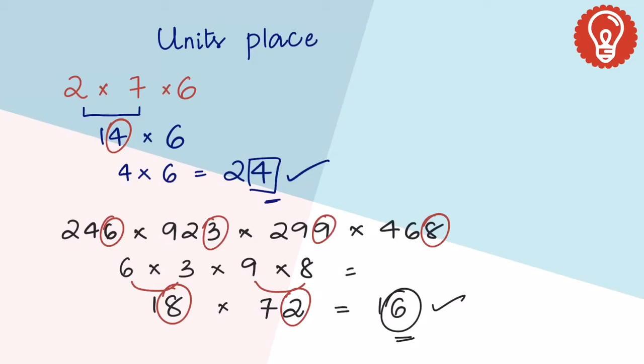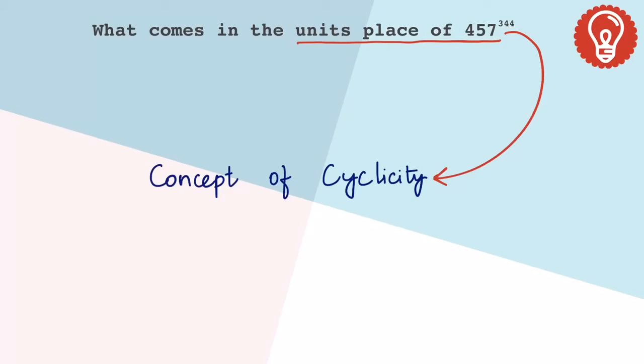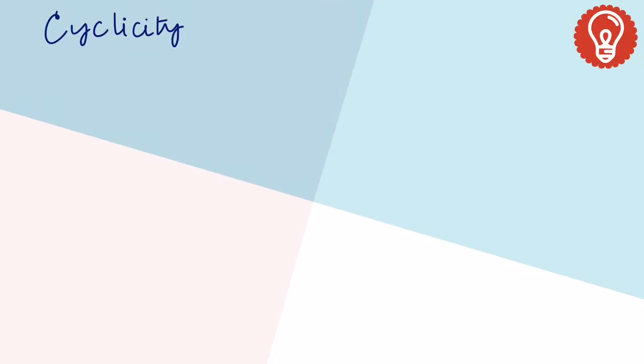With these examples, I want you to understand that to find the units place of any product, the focus should obviously be on the units place of every number. This question is not as easy as the previous question, but to solve questions like these, it's important you understand the concept of cyclicity. Cyclicity, something that occurs in cycles.